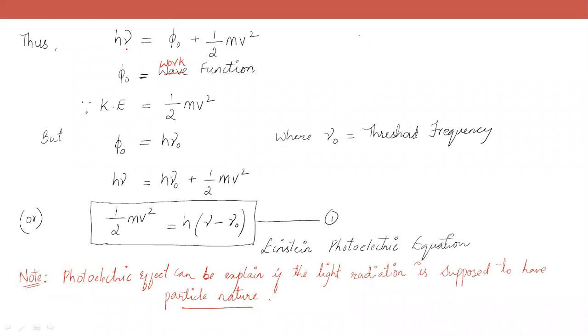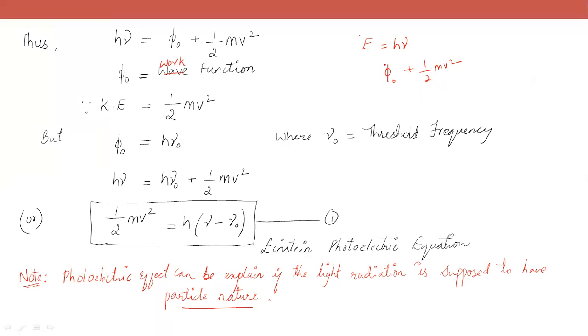Now the energy equation, that is, h nu is equal to phi naught plus 1 by 2 mv square. Here you may get a doubt how we got this energy equation. Since we know the energy equation is E is equal to h nu, in this particular process we have seen that the energy is consumed in two ways. The first is for the work function, which is represented with phi naught, and the remaining part of the energy is used to impart the kinetic energy, whose formula is half mv square.